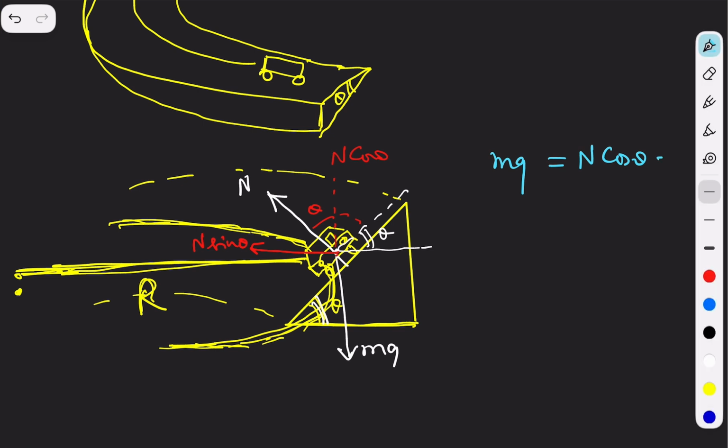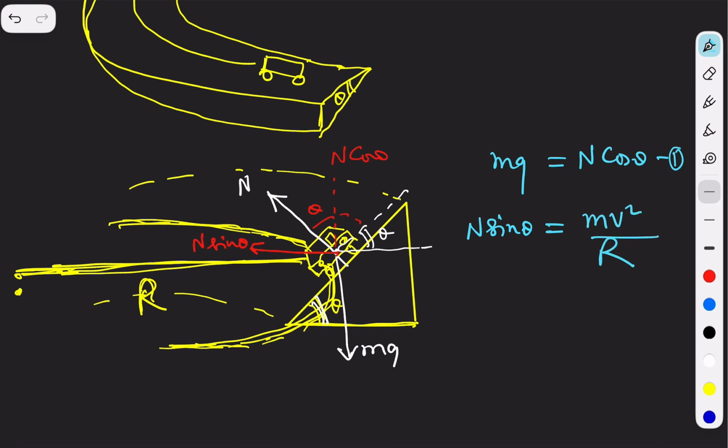And the second thing is, this N sin theta is the centripetal force that you have towards the center, and this centripetal force should be balanced continuously by the velocity that you have. Then only can you take this turn. So it means that mv square by r should be equal to N sin theta.